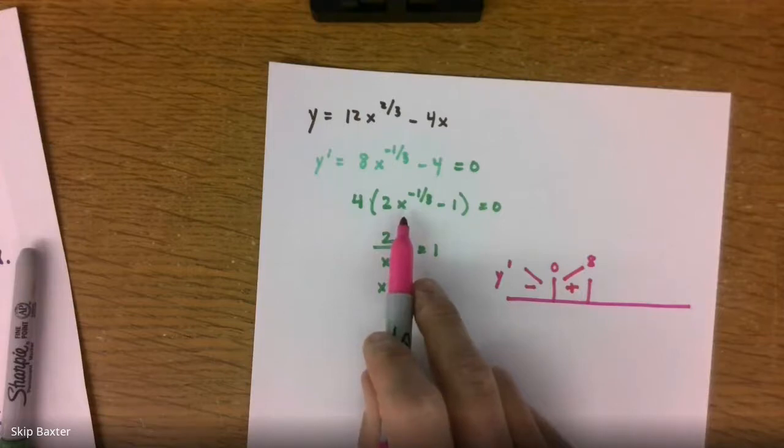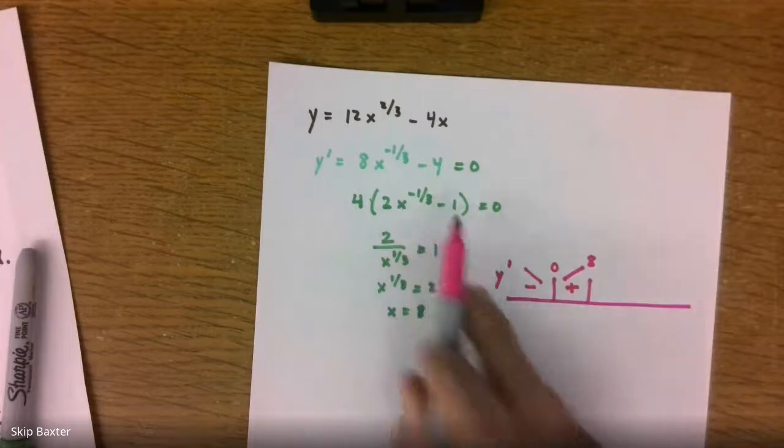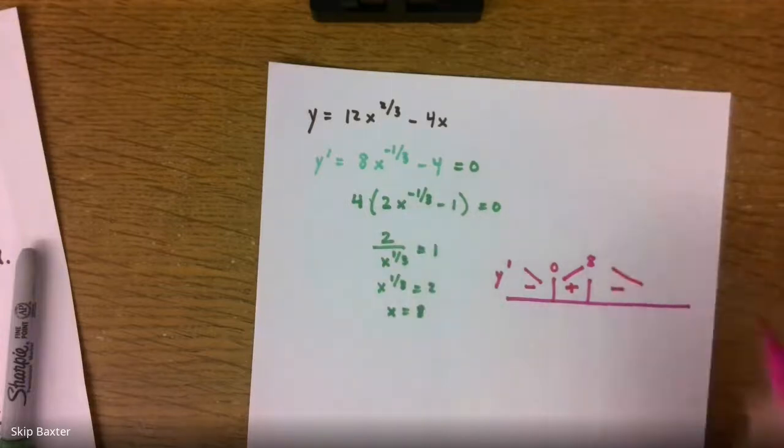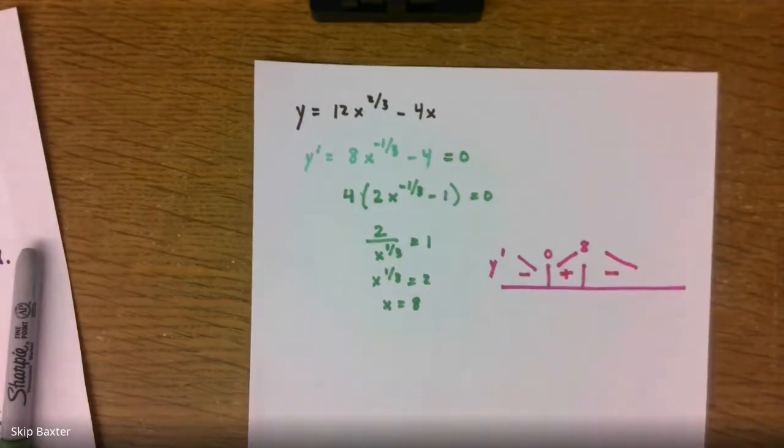Oh, is that true? I don't know. A million, that's a bad number to choose. Let's try 27 because it's a cube root. It's a perfect cube, rather. This, if I plugged in 27, this would be 2/3 minus 1, which is a negative number. Okay? There's the first derivative analysis.